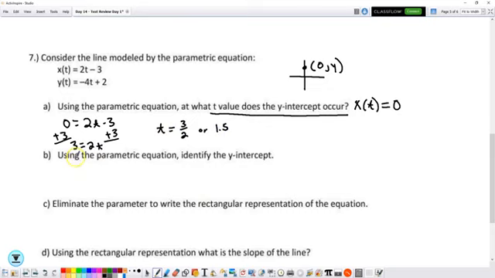Okay. Now, using the parametric equation, identify the x-intercept. Well, we know that this x-intercept occurs when t is 3/2. So I'm going to substitute 3/2 in for y.